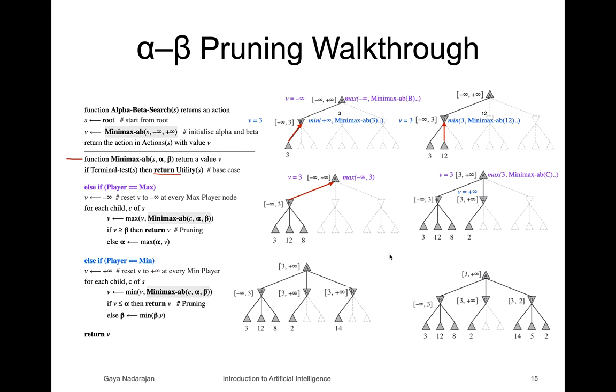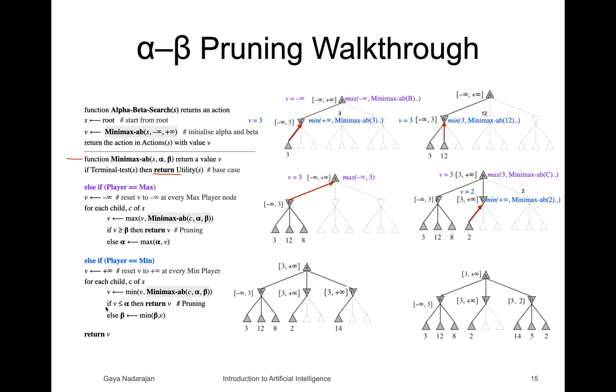And then for every child of C, it's going to do something. First it's going to give v the value of the minimum between v and minimax of the first child. In this case, the first child is 2. Since 2 is a leaf node, it's going to return the value 2, and you have to evaluate the minimum between plus infinity and 2. The minimum between plus infinity and 2 is 2, so v gets updated to 2.